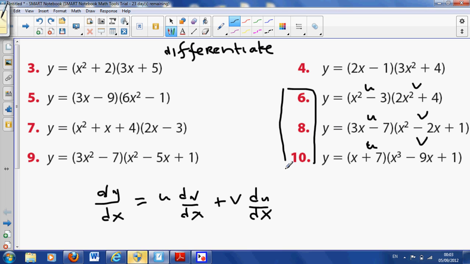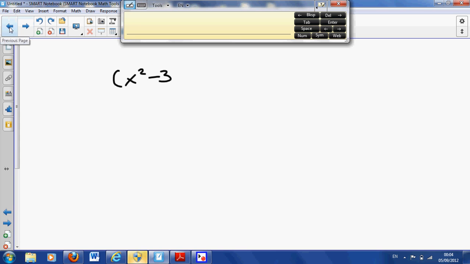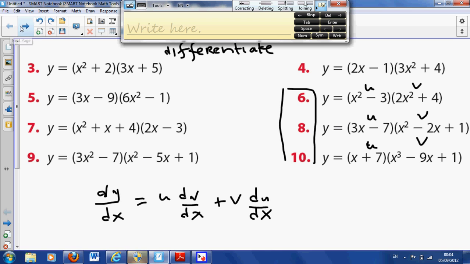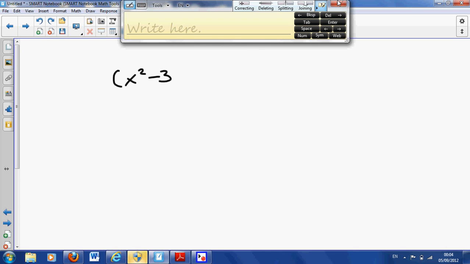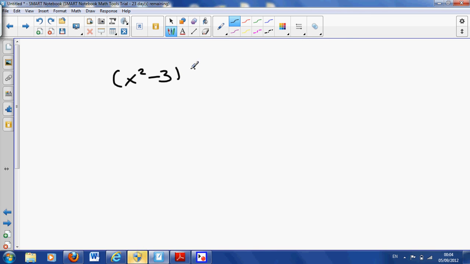Okay, so it's x squared minus 3 into 2x squared plus 4. Okay, so that's what we got to remember when we go to the next slide. x squared minus 3, 2x squared plus 4. So x squared minus 3, quick click back here, 2x squared plus 4. And this is what y equals, okay? Now, this one's u, this one's v.